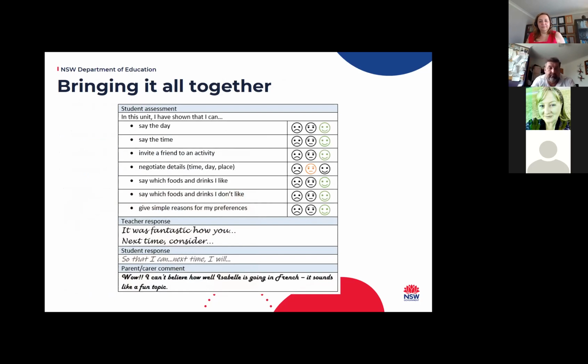This is a sample of how you can bring a range of feedback together. I'm sure many of you use this technique already. I'll just give you a moment to read it. As you can see, this technique includes student assessment, teacher response, student response, and a parent-carer comment. Involving parents and carers in this process provides them with feedback about their child's learning progress and has been shown to be effective in improving student achievement.